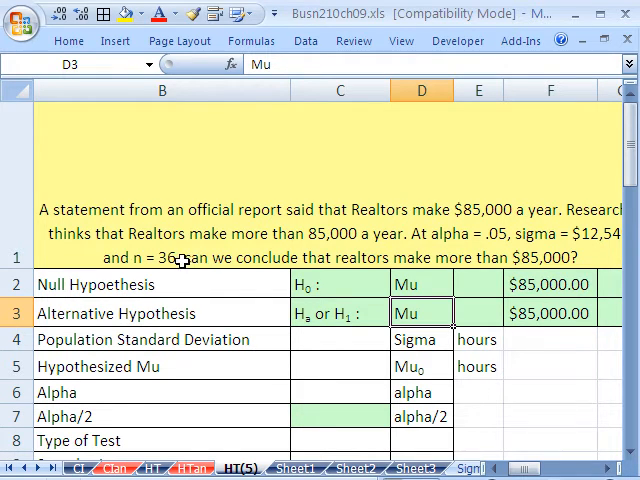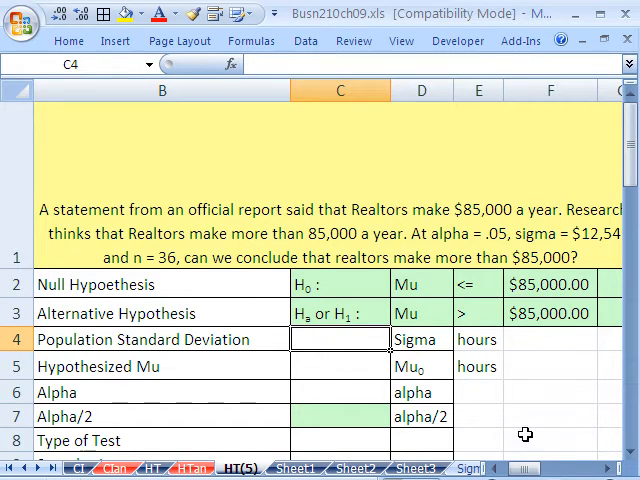Now, the trick is to take whatever the researcher's statement is. Can we conclude the realtors make more? So that means we put this operator here. Is mu greater than 85,000. Then we immediately come up here, put the opposite, which is less than, and always put the equal sign. Right? So step 1. We've done step 1. There's our null and alternative.